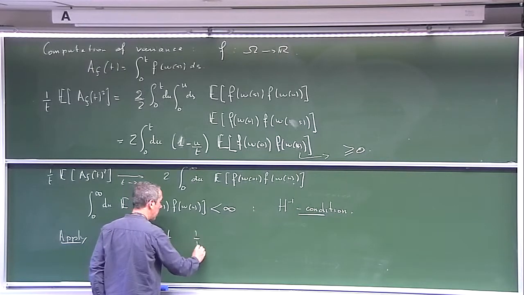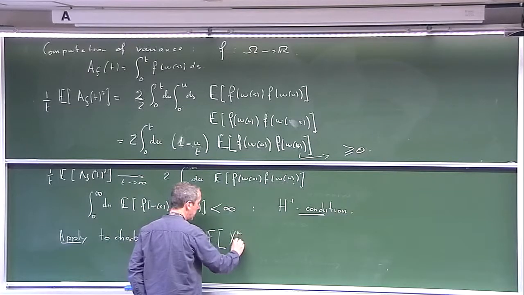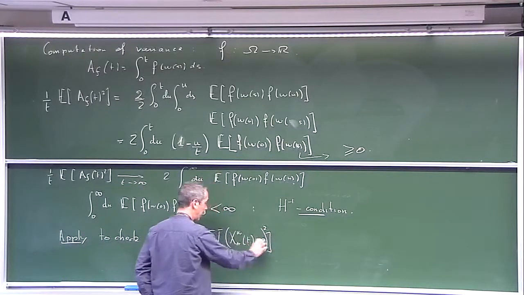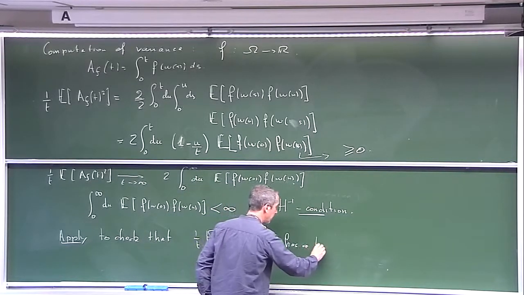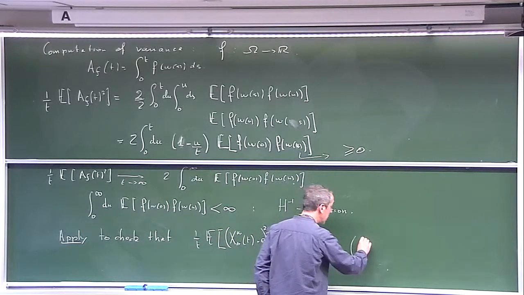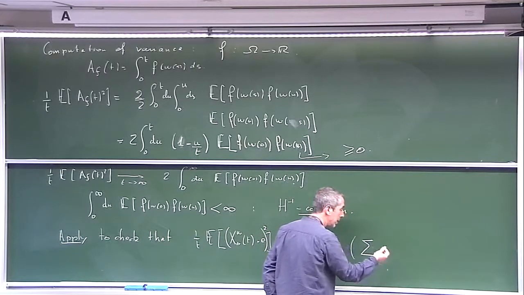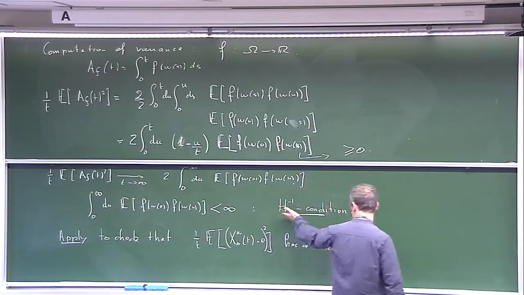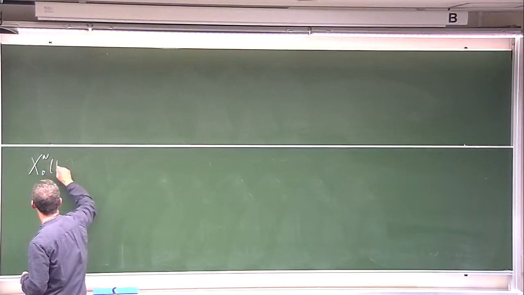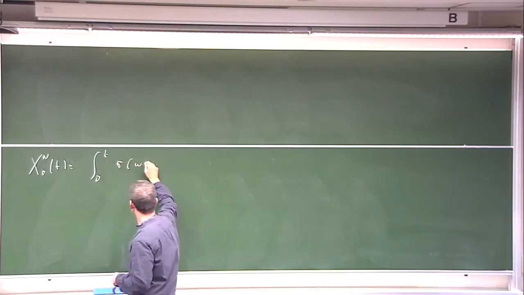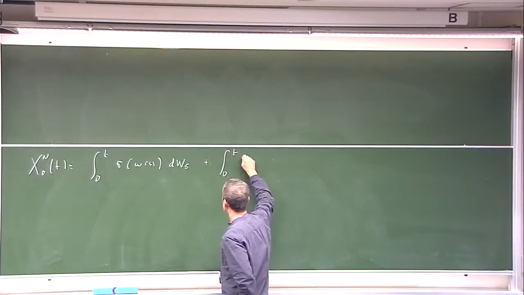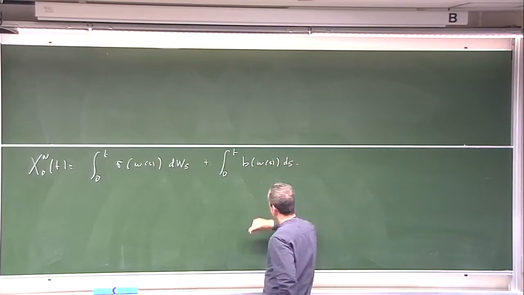So what we check is that 1 over t times the expectation of X omega 0 at time t in some direction e, dot e squared, I want to check that this has a limit. And then this limit will be the limiting variance sigma of the limiting Brownian motion in the direction e. Okay? So let us deduce that this has a limit from this H minus 1 condition. So I go back to the expression of X omega of t as the sum of these two terms. So the martingale term, sigma omega of s dWs, and the other term, which has a b omega of s ds, which is of the previous form.